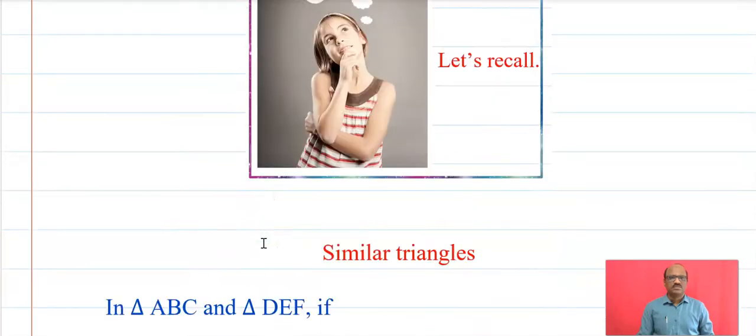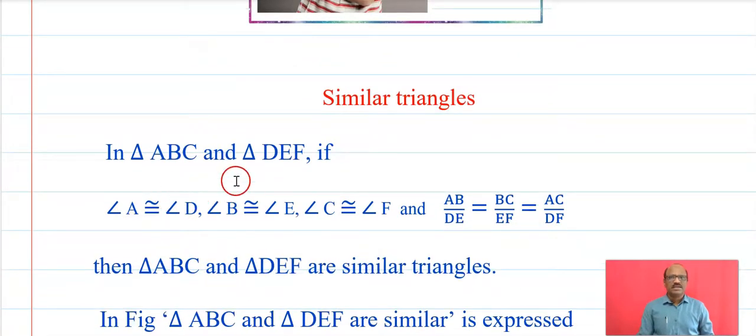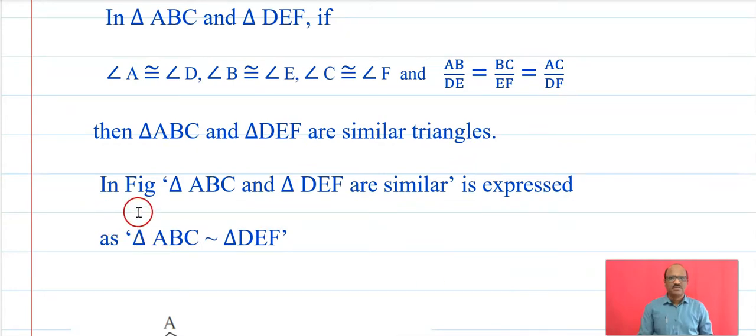Now let us start with similar triangles. In triangle ABC and triangle DEF, angle A is congruent to angle D, angle B is congruent to angle E, angle C is congruent to angle F, and AB/DE = BC/EF = AC/DF. Then triangle ABC and triangle DEF are similar triangles. That is, in the figure, triangle ABC and triangle DEF are similar, which is expressed as triangle ABC is similar to triangle DEF.